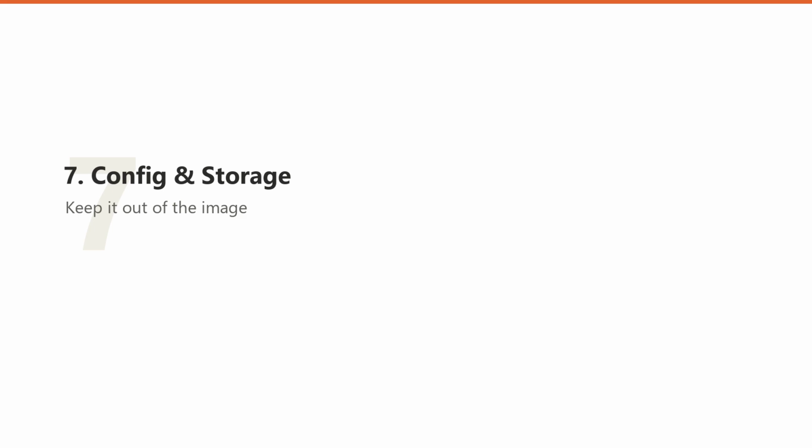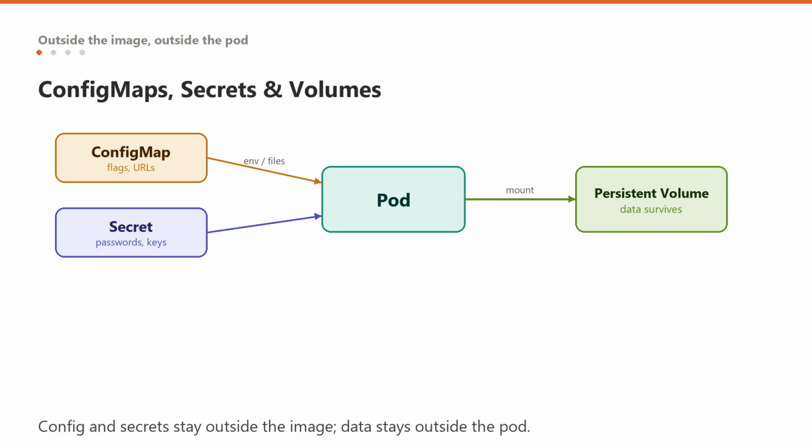Concept 7: Configuration and storage. Your containers need configuration and, sometimes, persistent storage, and you should never bake those into the image. Kubernetes gives you 3 tools. A ConfigMap holds non-secret configuration, like feature flags or URLs, injected into pods as environment variables or files. A Secret does the same for sensitive values, like passwords and API keys, kept separate and handled more carefully.